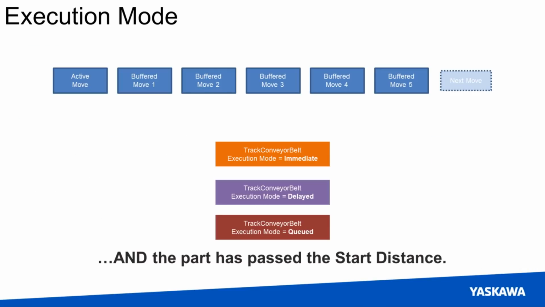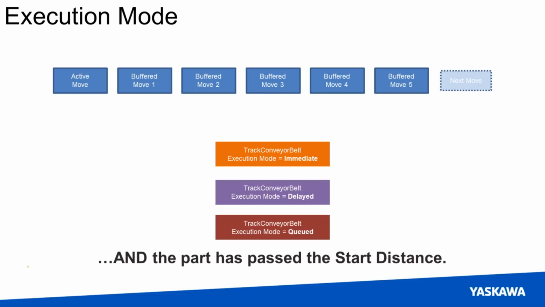Next thing we're going to talk about is execution mode. If you remember the MC Track Conveyor Belt inputs, execution mode was the one that I decided to talk about later, and now is that time. There are 3 options for the execution mode of MC Track Conveyor Belt. They are immediate, delayed, and queued.